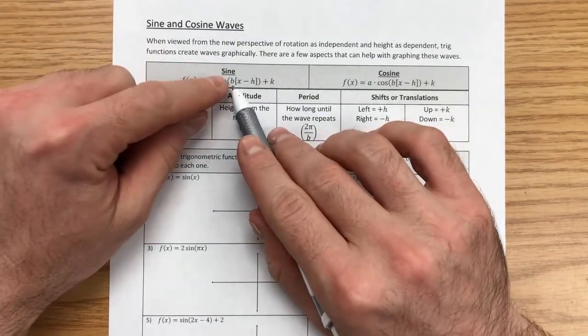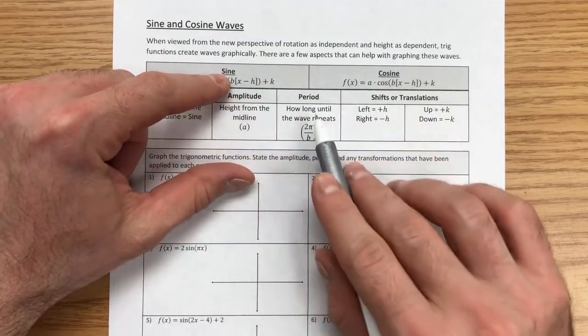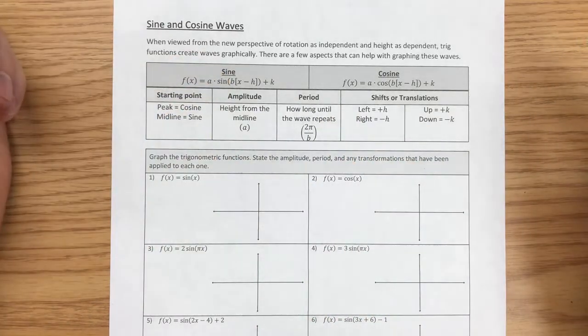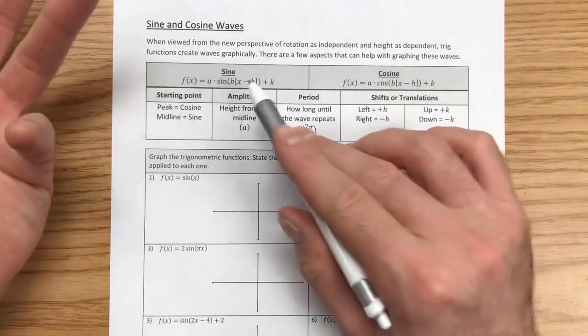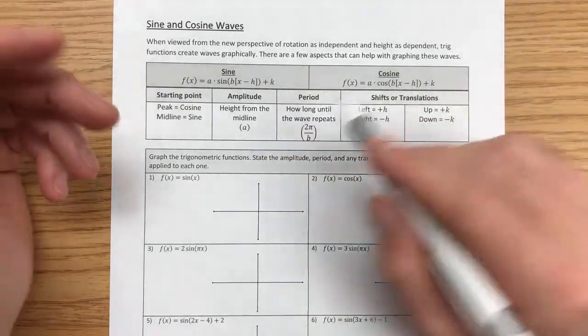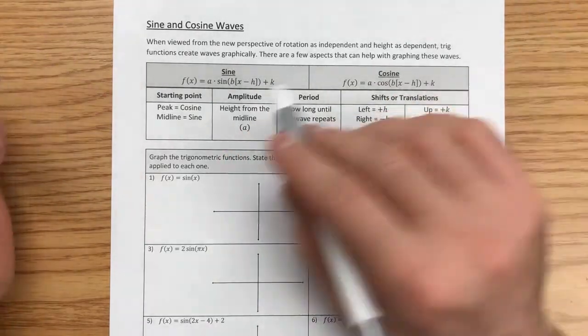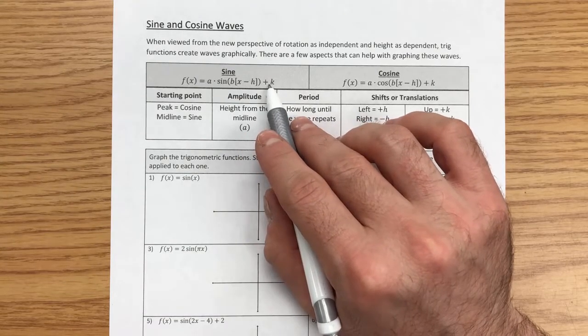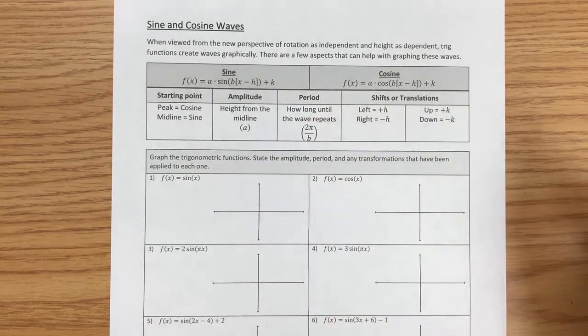B is considered a horizontal stretch or compress. In this case, it reflects the period, or how long until the wave repeats itself. The H and the K, I don't know why I almost called the H X. The H and the K refer to the left and right movement and the up and down movement. It's the same on sine versus cosine. The only difference is our starting graph.